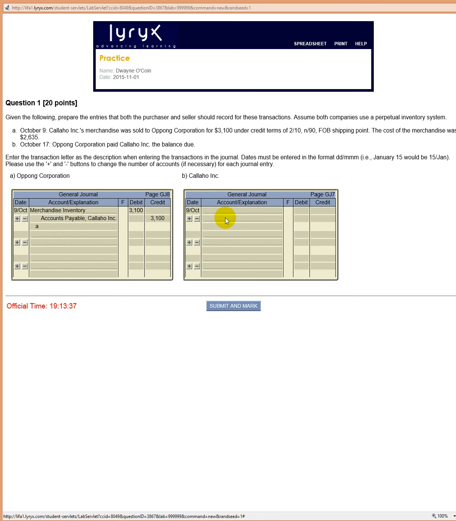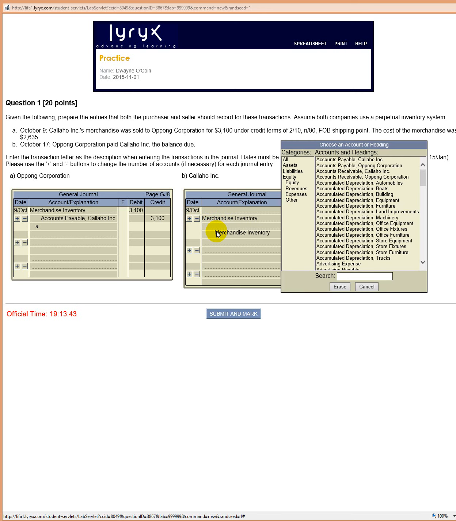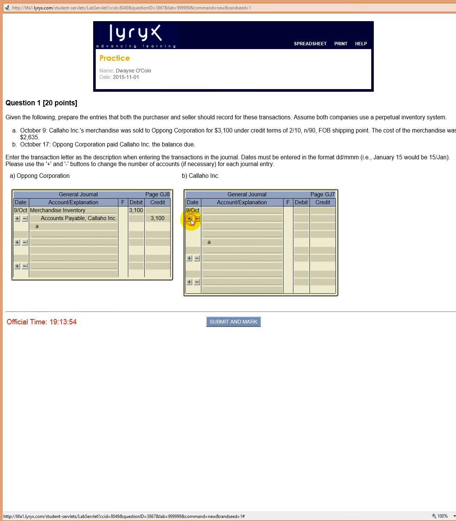On the other hand, the merchandise inventory of Callahoo goes down by the cost of the merchandise. Let me go down here. Whoops, that's not what I want. I need one more line here.